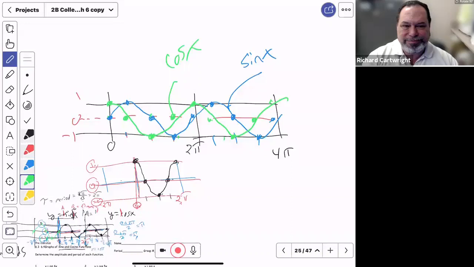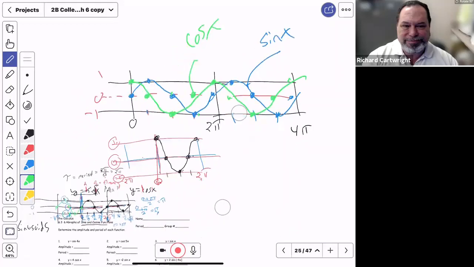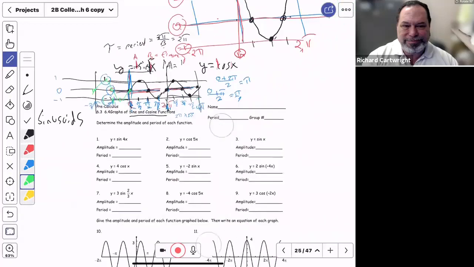Anyway, those are called sinusoids because they're both actually the same curve. They're just shifted left and right. All right, so let's move on to what you were supposed to have learned besides that.